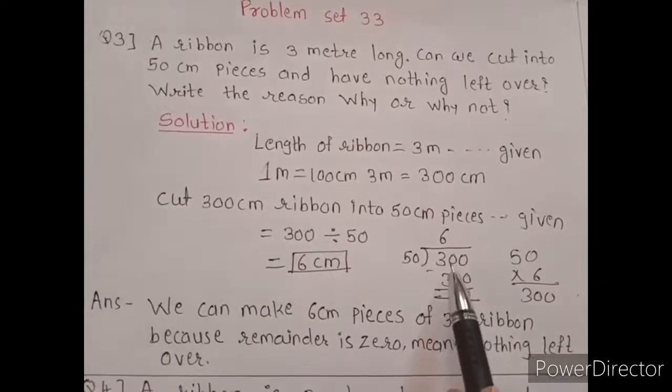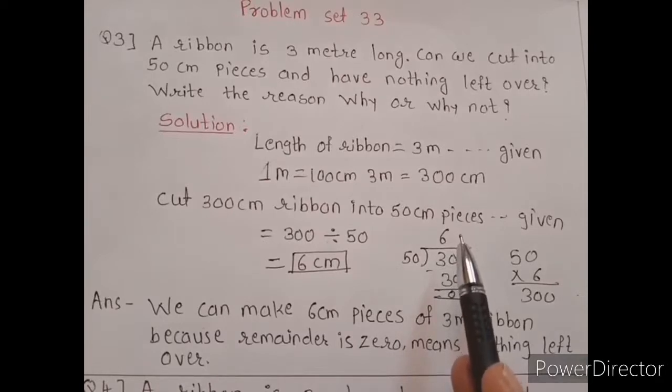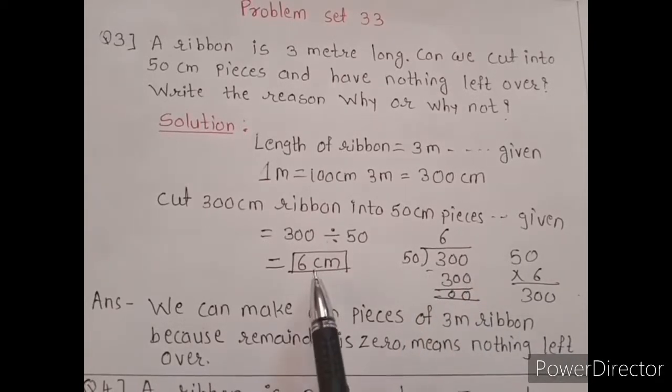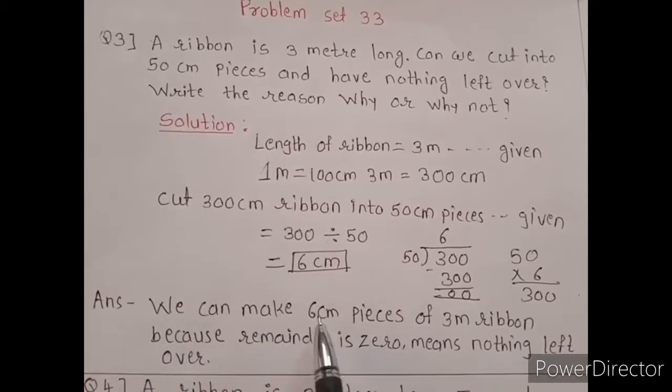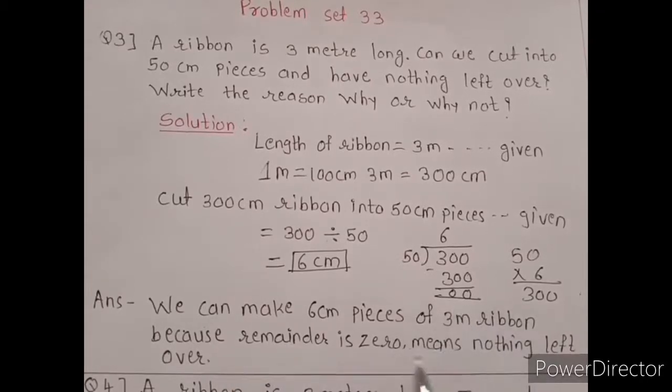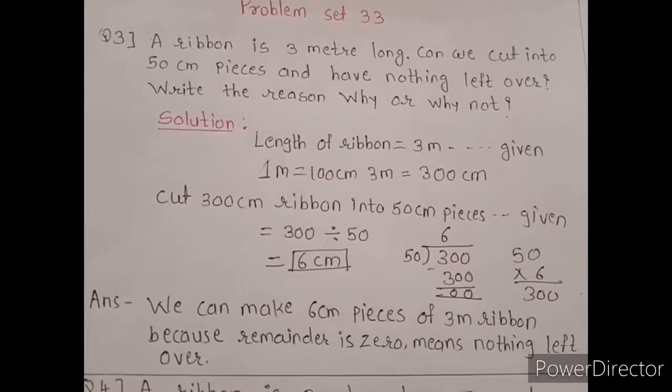When we divide 300 by 50, we get quotient 6. It means 6 pieces of 50 centimeter we get. We can make 6 pieces from the 3 meter ribbon because the remainder is 0. It means nothing is left over. Understood this example?